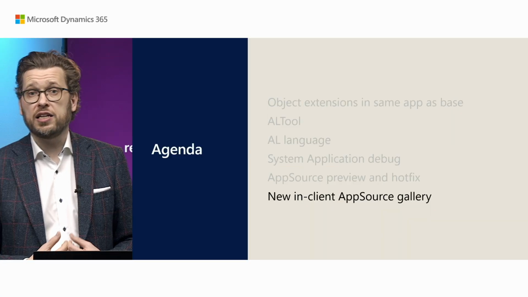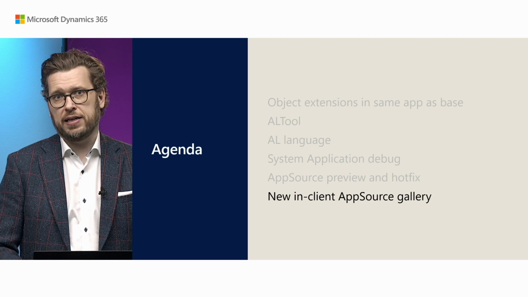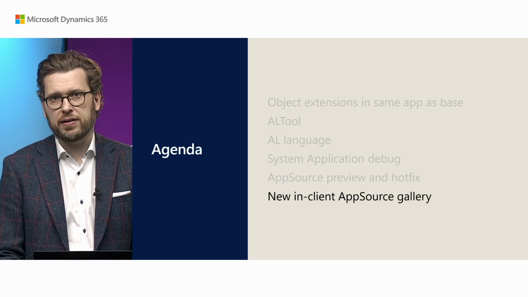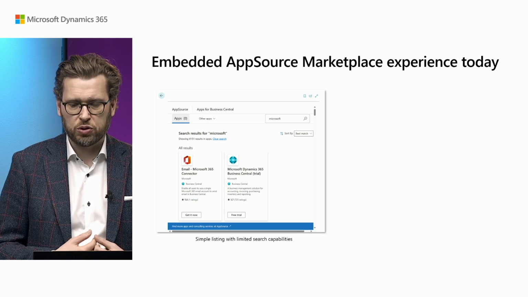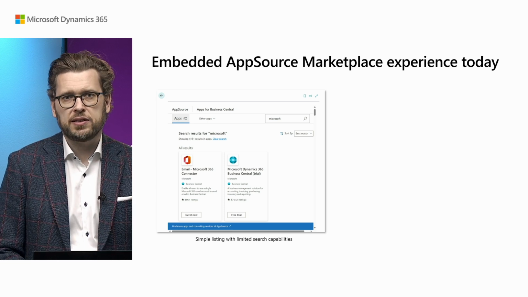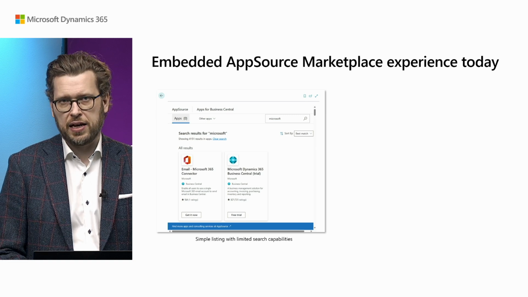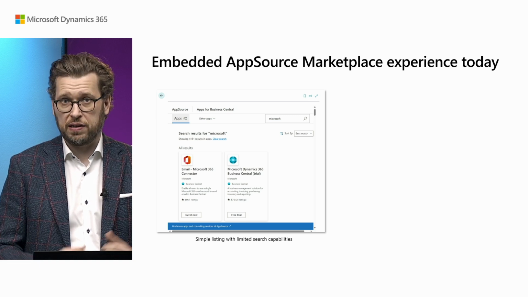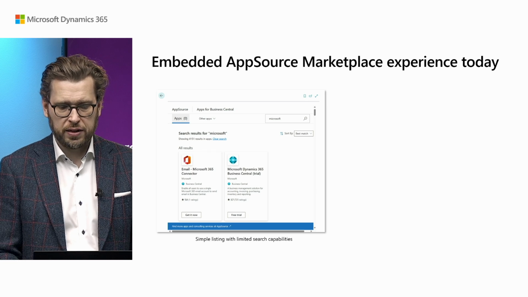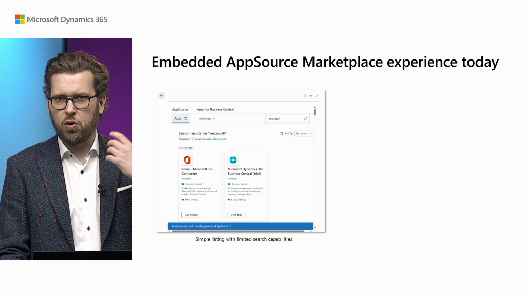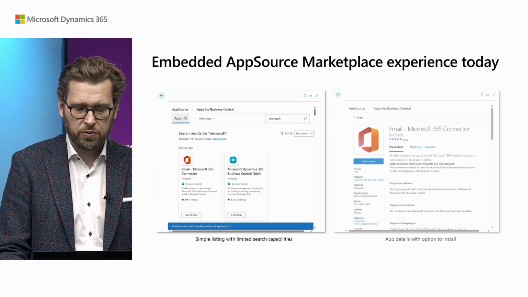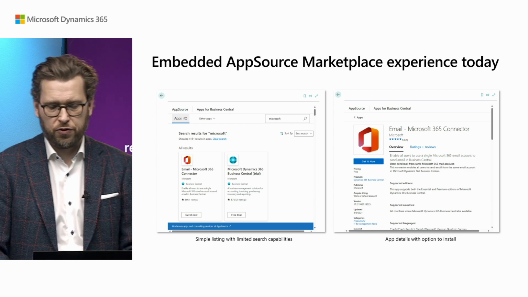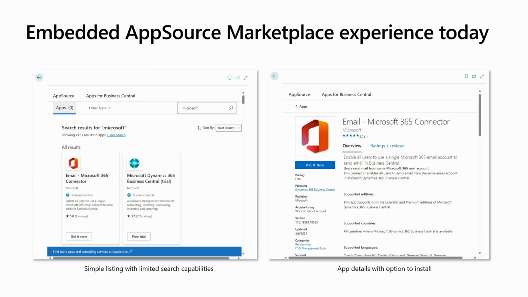Let's talk about seeing and installing AppSource apps directly inside of the Business Central web client. So in addition to the primary AppSource marketplace site online, Business Central has for many releases had an embedded AppSource experience inside of the client. And you could use that to browse all of the apps available for Business Central in a fairly rudimentary way. And you could open up a cart for that app, read more about it, see marketing material, etc., etc.